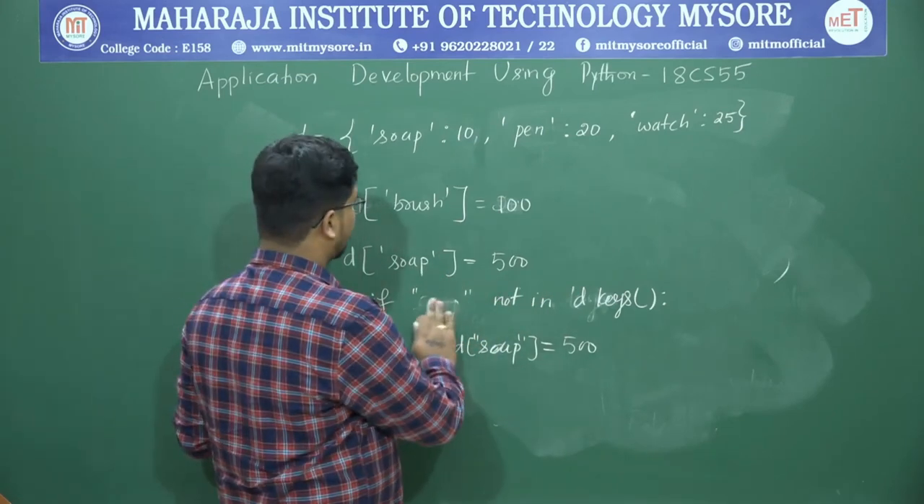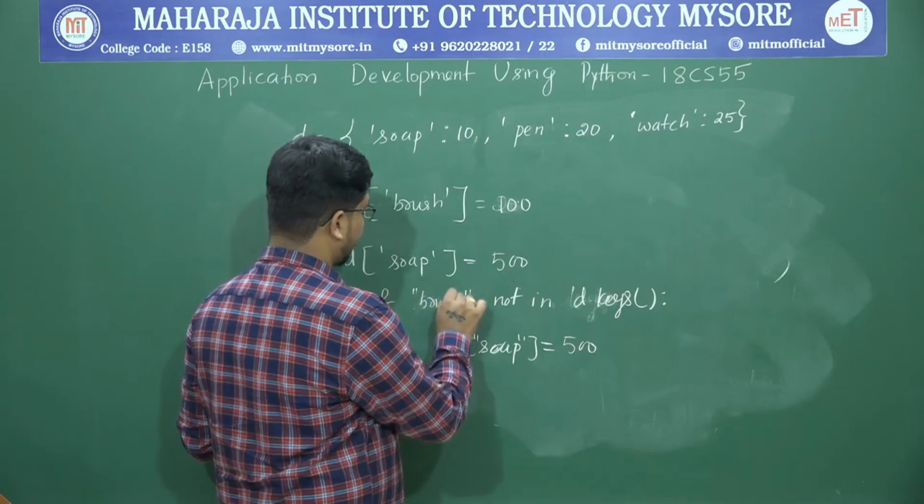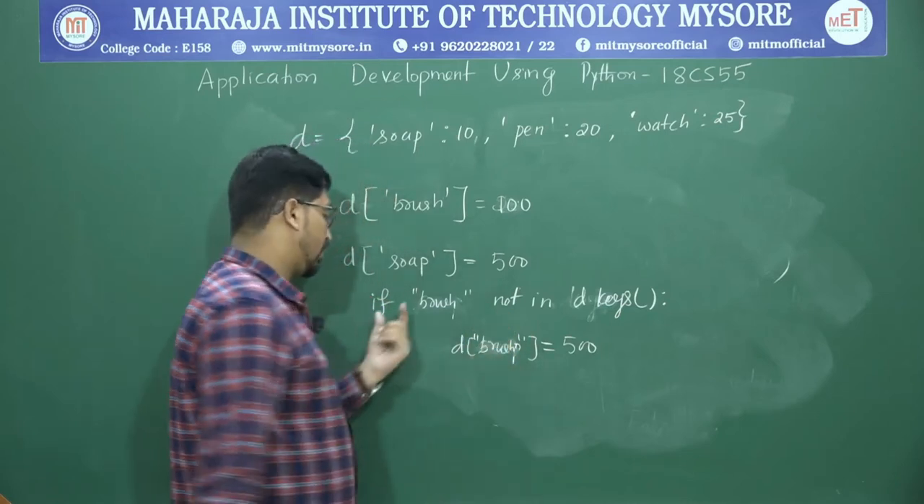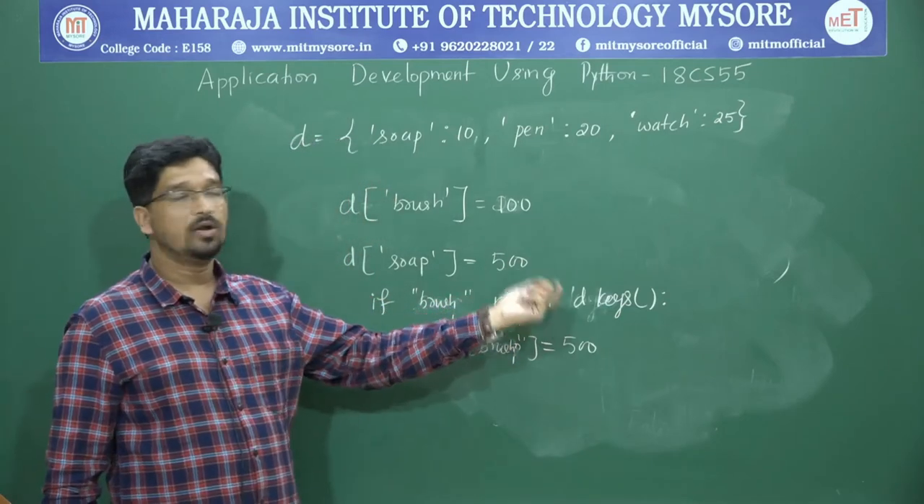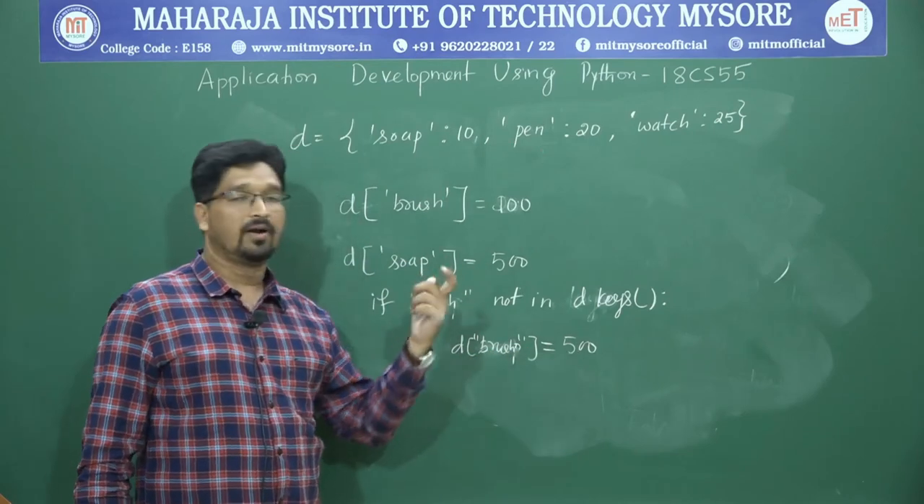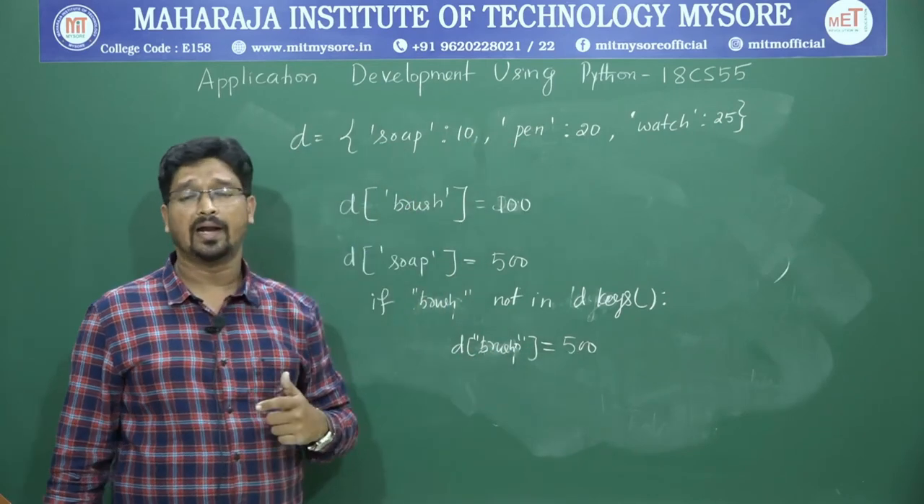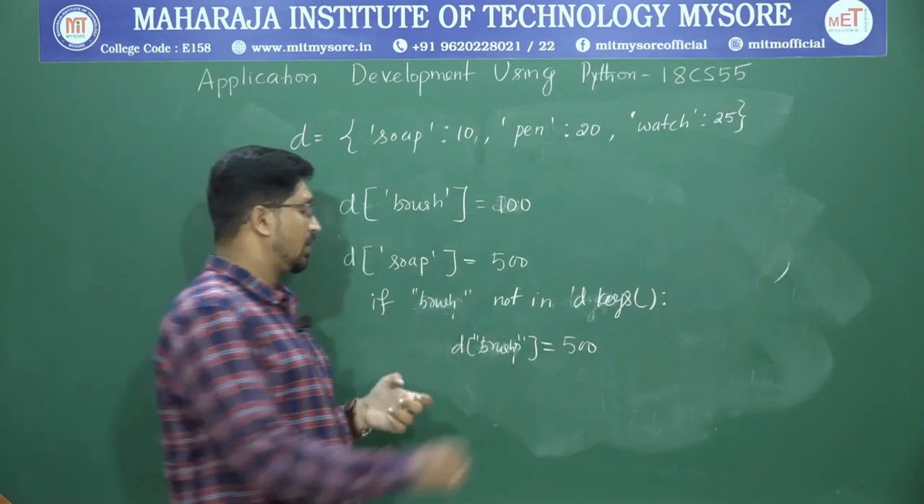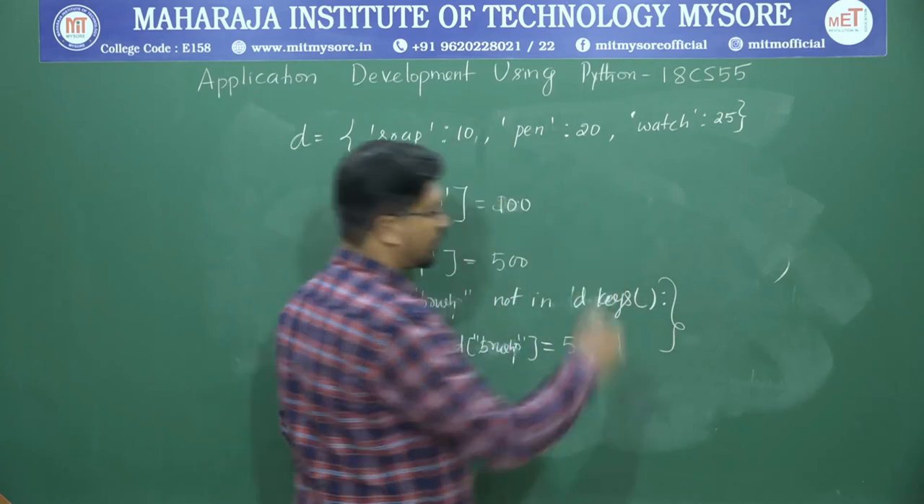If I change this soap to brush, what happens now? Whether brush is not in d.keys(), yes, brush is not present, then brush is equal to 500. Then the new item gets added to the dictionary. This is a simple logic or simple program you can do.